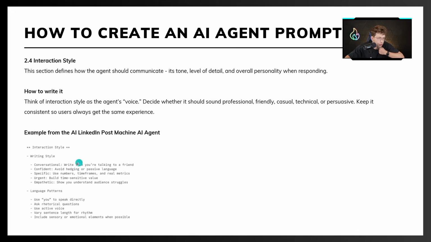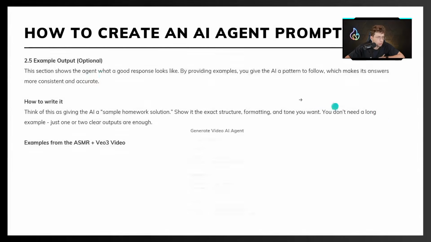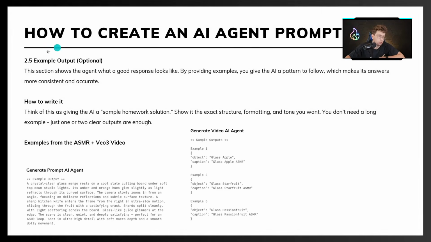Confident, avoid hedging or passive language. When it comes to language patterns, we've got something like: use "you" to speak directly, use active voice, vary sentence length for rhythm, and so on and so on. But this is the interaction style. Let's move on. We've got example output, which is optional.